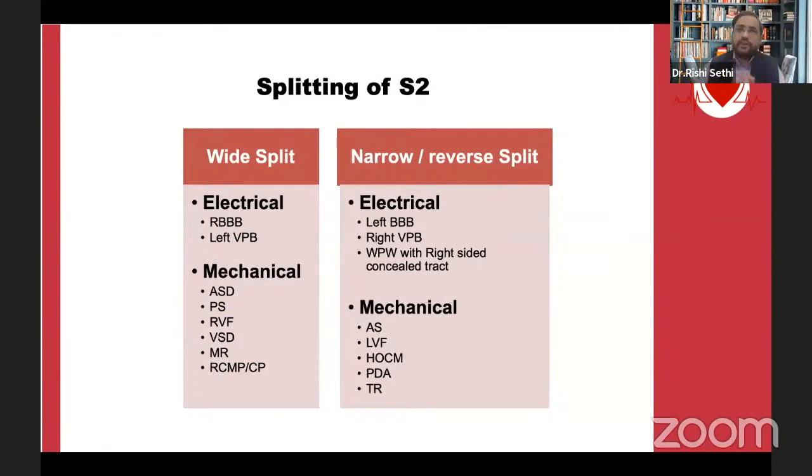You can apply the reverse here in narrow or reverse splitting. All the clinical conditions that can lead to a delay in the A2 or early P2 will give rise to a narrow or a reverse split, and this may occur in left bundle branch block, right ventricular premature beat, aortic stenosis, left ventricular failure, HOCM. In all these conditions, the A2 component is a bit delayed, and you get a narrow or a reverse split of A2.